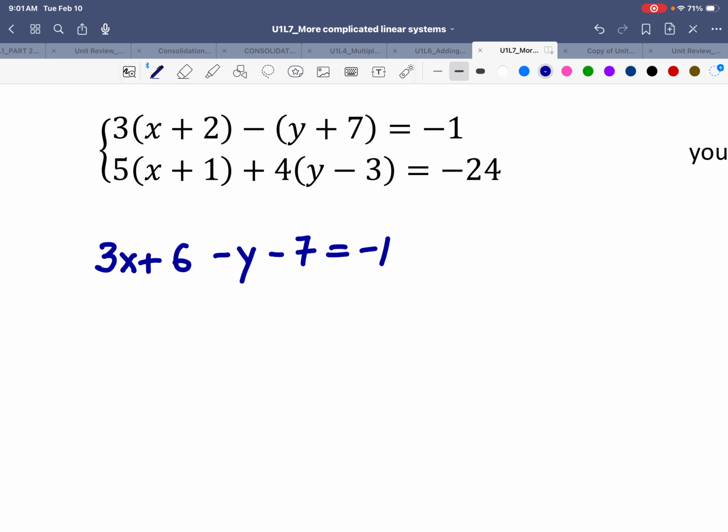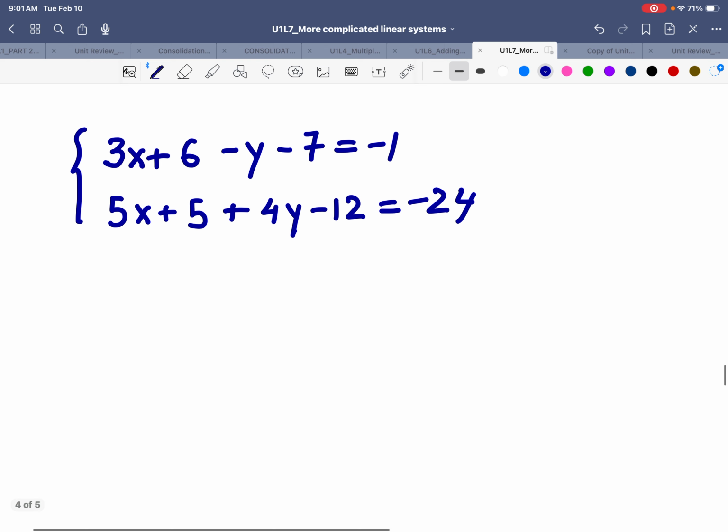So the second equation, same idea. We're expanding 5 into x plus 1, and that would be 5x plus 5. And then we're expanding 4 into y minus 3. So 4y minus 12 equals -24. We have a little bit more work to do because remember, we want to write all the equations in the form ax plus by equals c before starting to solve the system.